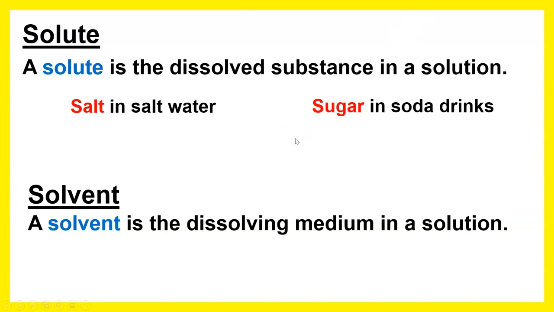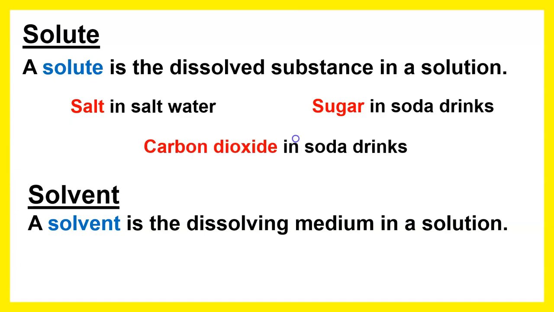Sugar inside a soda would be a solute. They're not always solids that are being dissolved. So for example, in a soda, you have carbon dioxide. You can have gas be the solute that's dissolved inside the solvent.